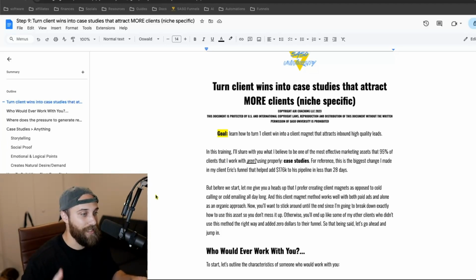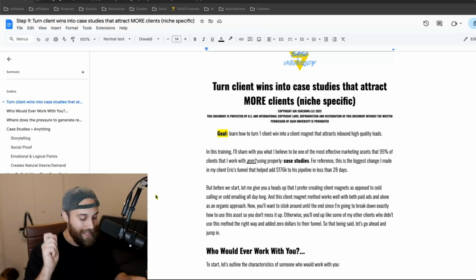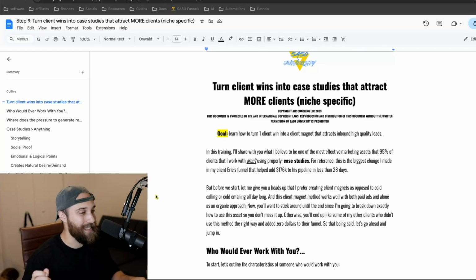For reference, this is the only change, it says biggest change, this is also the only change I made in my client Eric's funnel, and that put $176,000 in his pipeline in less than 28 days.